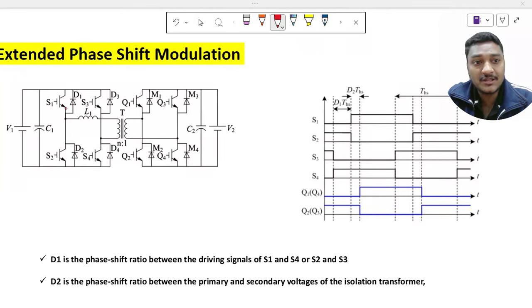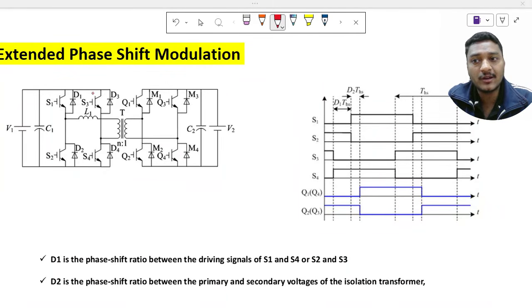But what I am changing is that I am not going to turn on S1 and S4 at the same time and S3 and S2 at the same time, but I will keep Q1 and Q4 turned on at the same time and Q2 and Q3 turned on at the same time. So this thing I am going to keep. That is why it is called extended phase shift. In double phase shift we change the Q1 Q4 turn-on timing. We are not going to have Q1 Q4 turned on at the same time, but that is the concept in the extended phase shift.